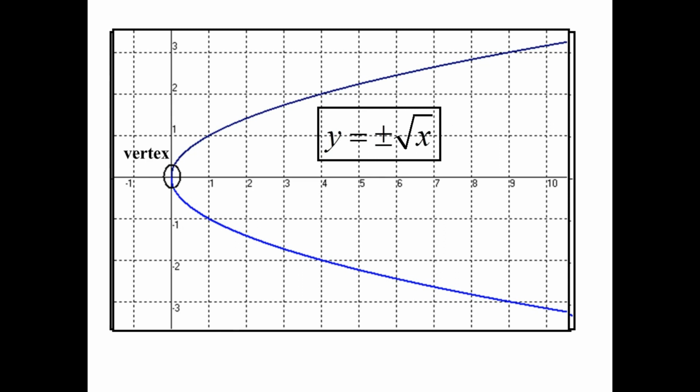Interestingly enough here, this whole parabola that opens to the right is not a function, because we can draw a vertical line that goes through it more than once. That vertical line goes through it more than once, so it fails the vertical line test. It's not a function, but it is a parabola.